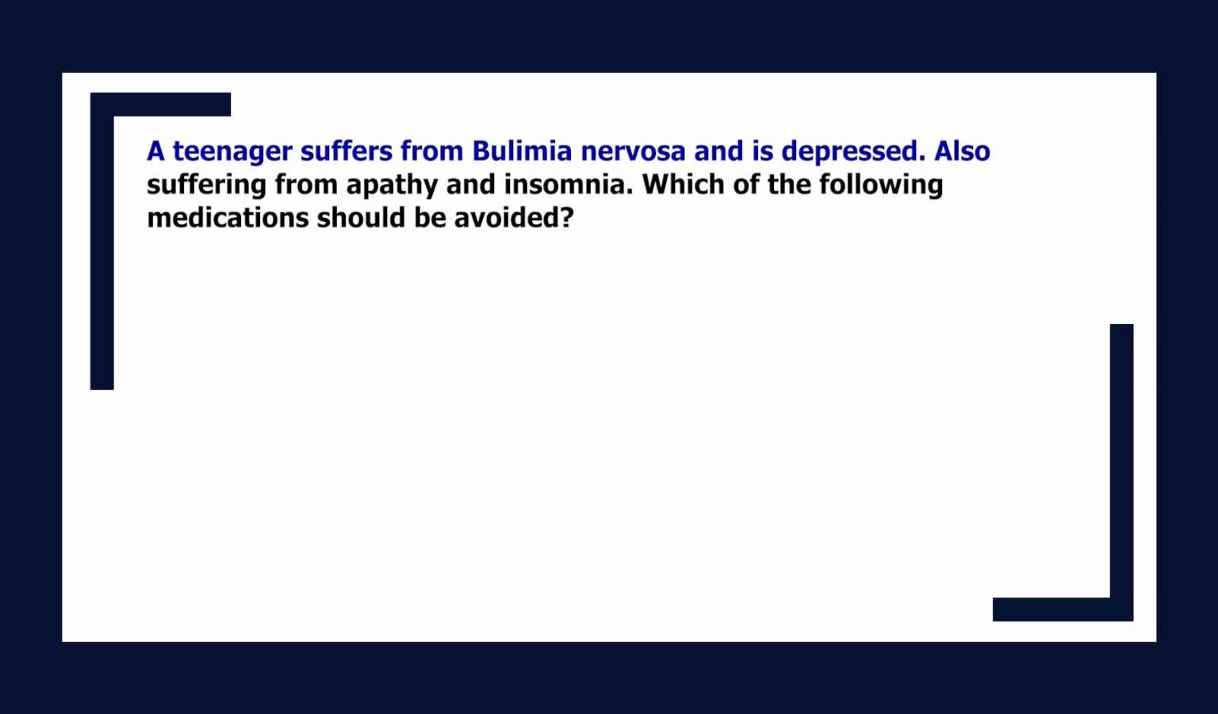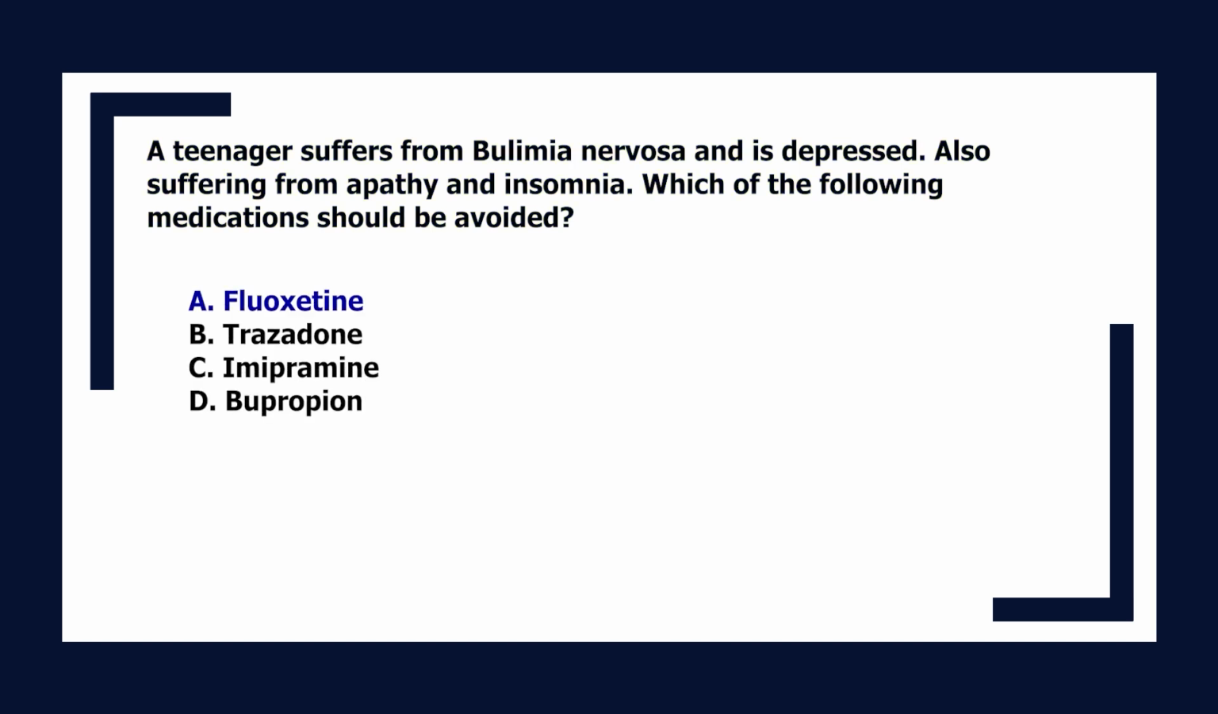A teenager suffers from bulimia nervosa and is depressed. Also suffering from apathy and insomnia. Which of the following medications should be avoided? A. Fluoxetine. B. Trazodone. C. Imipramine. D. Bupropion. The answer is D. Bupropion.